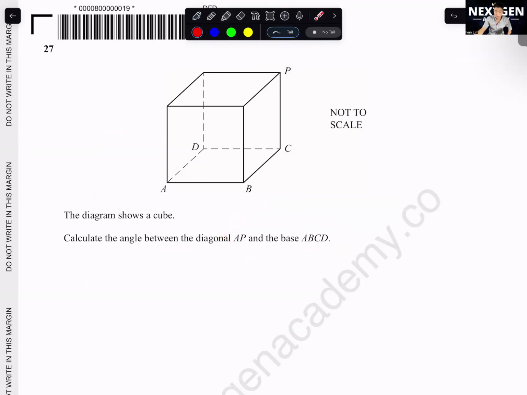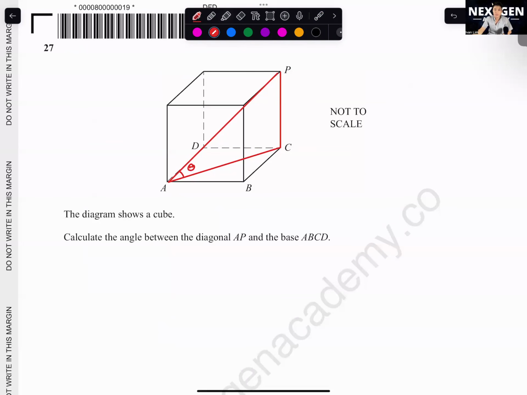Okay, first of all, we need to define what is the angle that we are trying to find. We've got this diagonal and the base. For a 3D problem like this, we normally need to draw a right angle triangle. Like this. Then the angle that we want to find is this, PAC. Okay, what's the problem over here? They didn't give us any length, right? How to know what's the length? Okay, no need to worry.